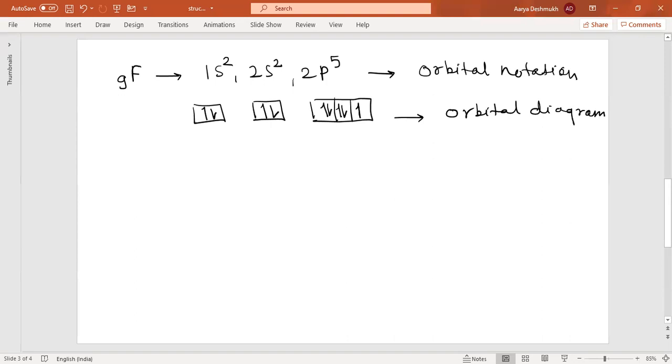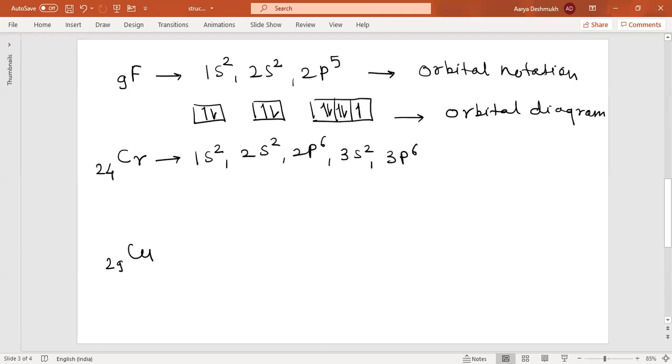Now, there are 2 exceptions for writing the electronic configuration: chromium and copper. So chromium is with the atomic number 24 and copper with the atomic number 29. Okay. So the expected electronic configuration, first we'll write this way, 1s2, 2s2, 2p6, 3s2, then 3p6, and then comes 4s2 and 3d4. So this is the expected configuration. It should be like this.